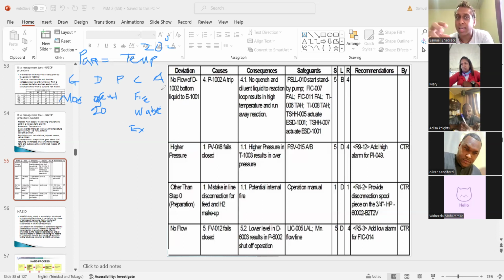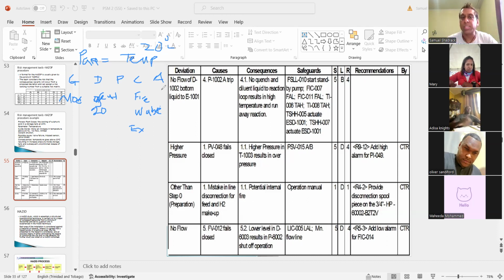So HAZOP is not hard. Like I said, if you look at the one in the book, it's the same kind of format: guide word, deviation, possible cause, consequences, action plan. And it is predictive, right? Remember, this is predictive. In reality, there is no fire, there is no product wastage, but the team is considering what if the temperature goes up past 20, right?